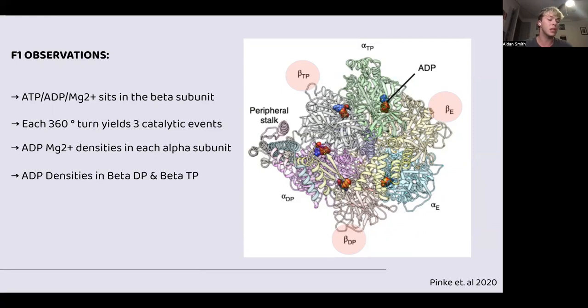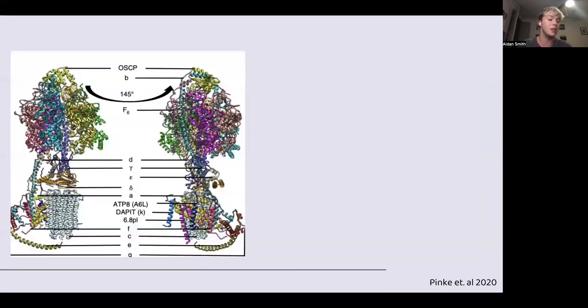No magnesium ions were originally present in solution, yet ADP and magnesium ion densities were found in each alpha subunit. ADP density without inorganic phosphate is found in beta TP and beta DP subunits, but not in beta E. The beta E subunit was found to be dramatically opened by the rotation of the gamma subunit and is effectively empty. Due to the beta TP and beta DP being bound by ADP without inorganic phosphate, the enzyme composite was most likely in a state of magnesium ADP inhibition.